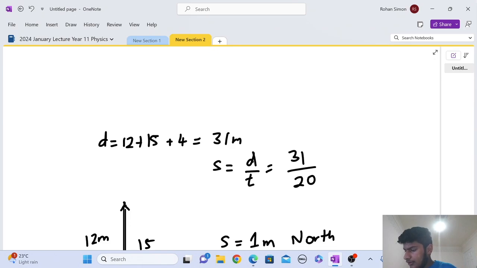31 divided by 20. That's 1.55 meters per second. Unit for distance is meters. Unit for time is seconds. So it's 1.55 meters per second.